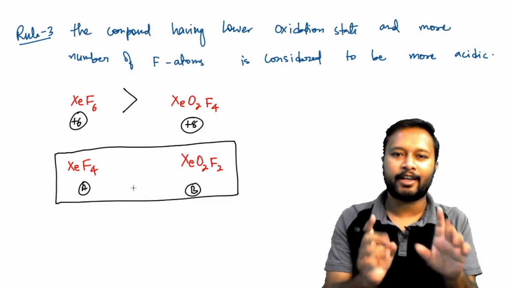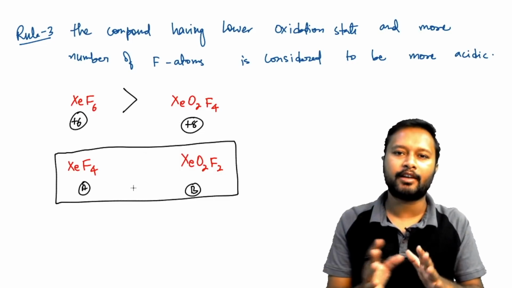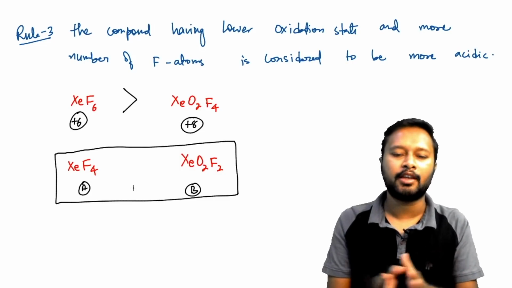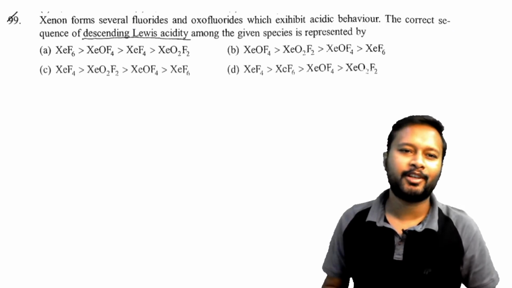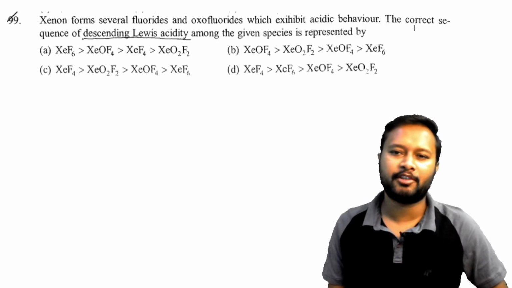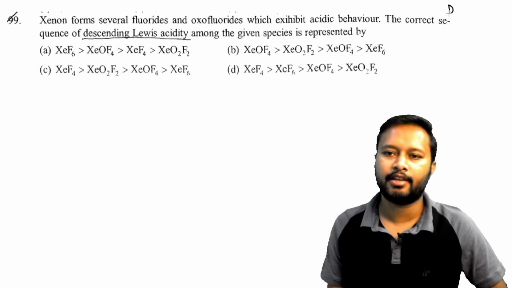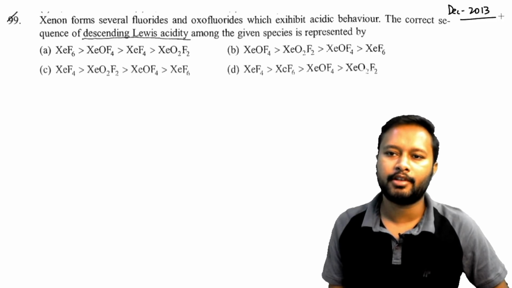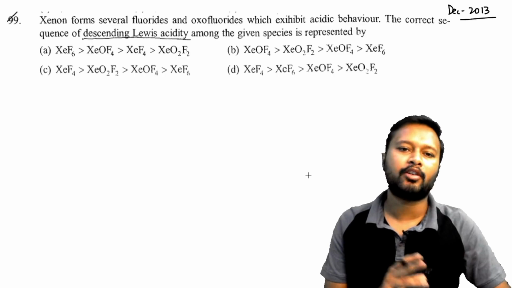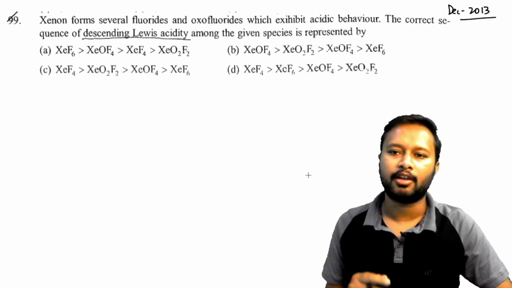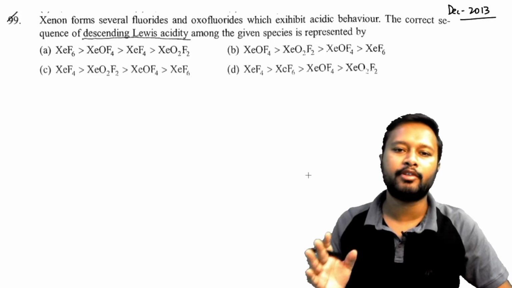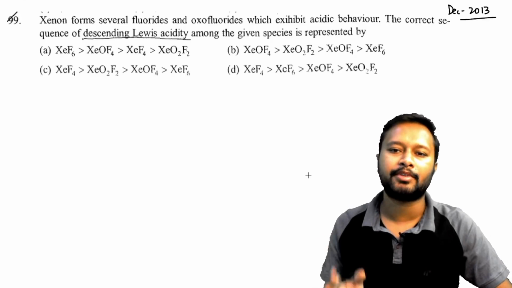Alright, now I'll try to give you some CSIR NET questions. I'll take them and show how to apply these things to solve them. So let's look at this particular question, which was, I guess, asked in the CSIR December 2013 exam. The question says xenon forms several fluorides and oxofluorides which exhibit acidic behavior. The correct sequence of descending Lewis acidity among the following given species is.